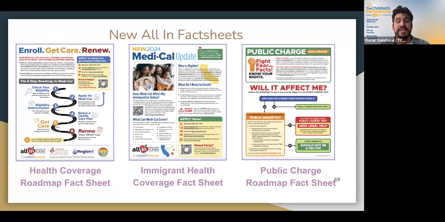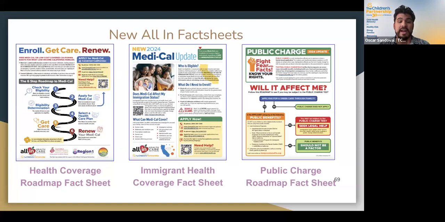Can you click us forward, please? So these are three of the new fact sheets that All In and the California PIP Coalition helped create. You'll see these on the website. On the left, we have a health coverage roadmap fact sheet, which gives you the steps to actually enroll in Medi-Cal, find services, and renew your coverage. All of these fact sheets are available in seven different languages, and they're all available on the website.